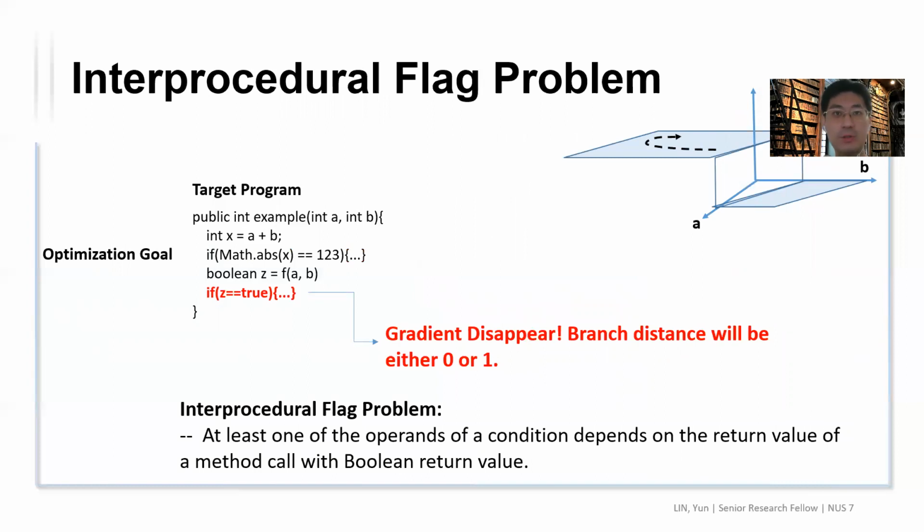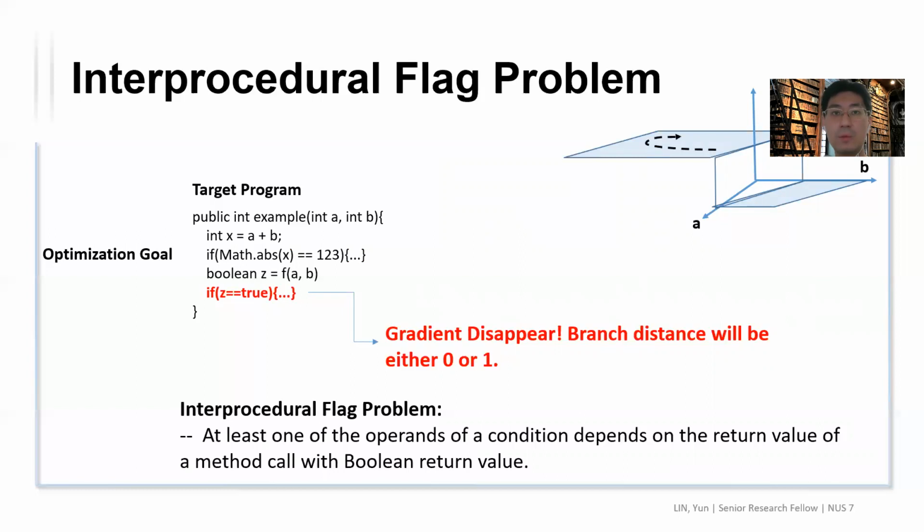However, if we would like to use the same approach to cover this condition, the measurement of the branch distance can no longer work. When we calculate the branch distance in this red condition, which checks the Boolean return value of a method call, the branch distance can be either 0 or 1, as the operand of this condition is either true or false. Without gradient, search-based testing degrades to random testing. We can only satisfy the conditions by luck.